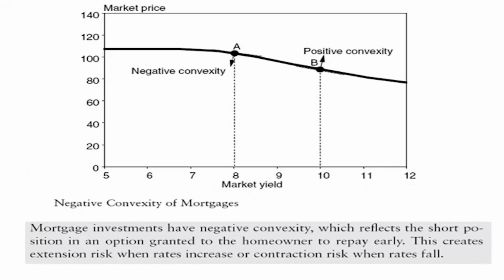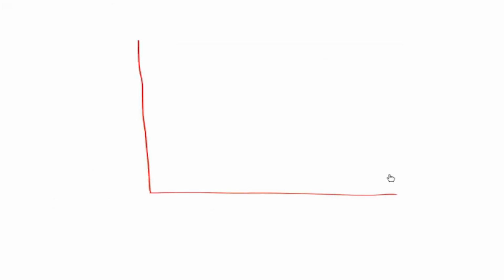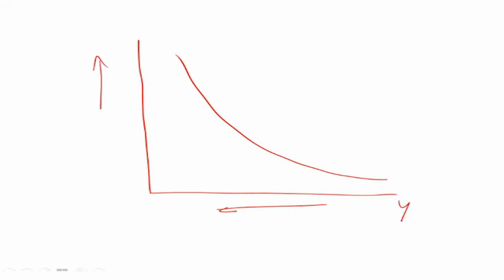Since a mortgage-backed security has a short American call option embedded in the security, the valuation of a mortgage-backed security would be like a callable bond. That is, as interest rates fall, the price of a regular bond keeps rising because the cash flows are fixed, and as the discount rate comes down, the price will keep going up. This is the yield, the x-axis, and the price, that is the y-axis.